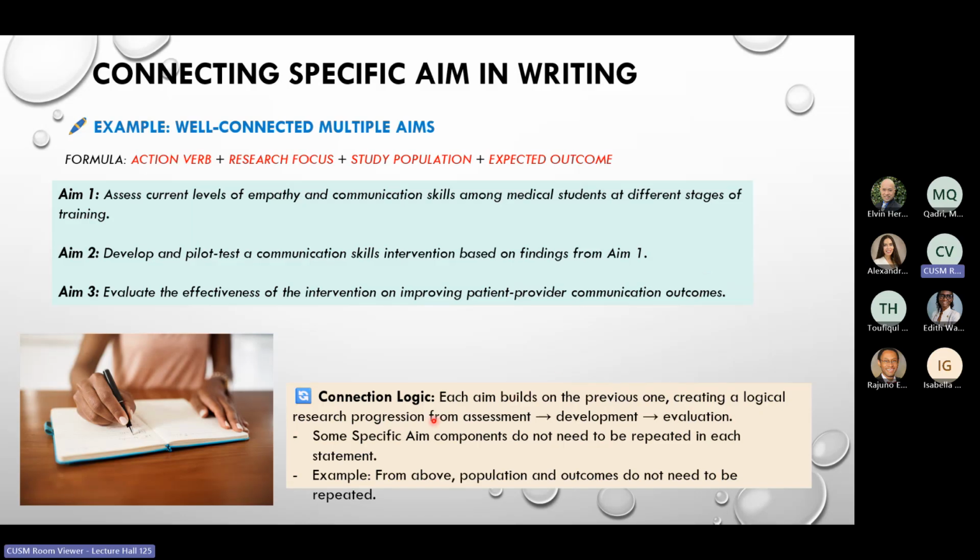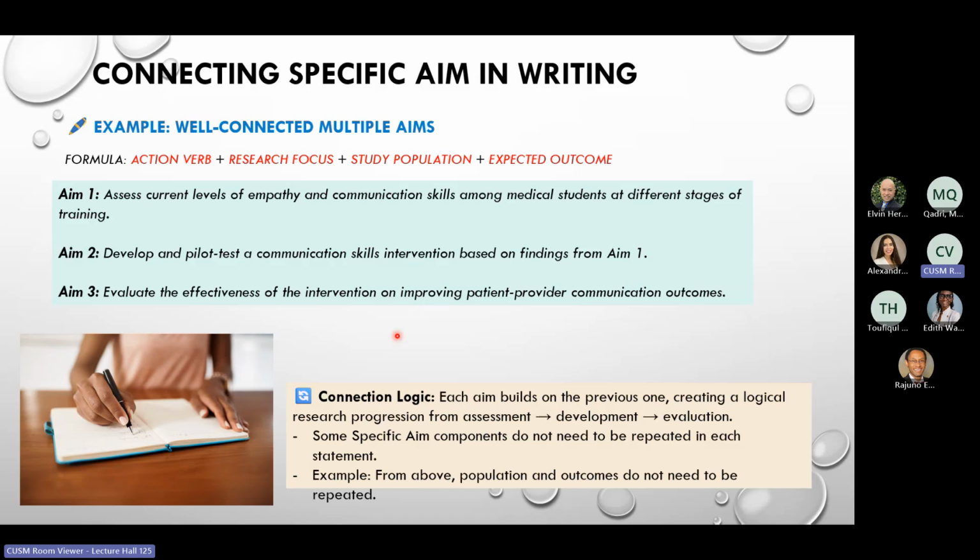You'll note here, I summarize the connection logic. Each aim builds on the previous one, creating a logical progression, and noticing the association between each aim statement with each other. And again, I repeat here, from the example above, the population and outcomes do not need to be repeated, although the activities in each specific aim statement are different.